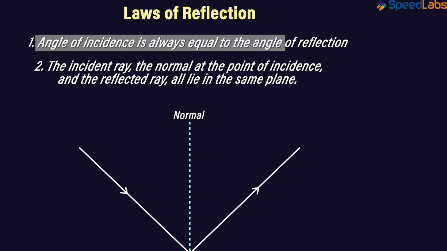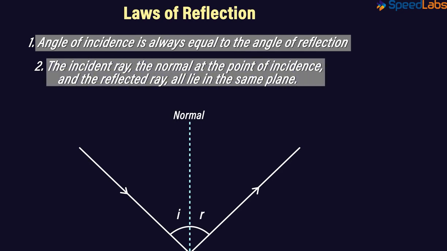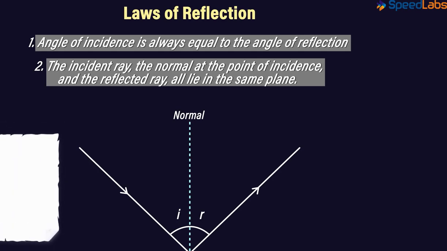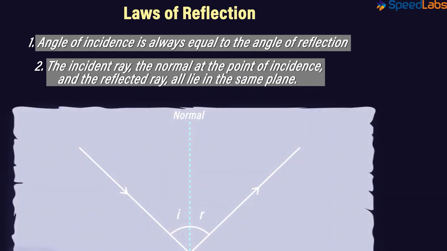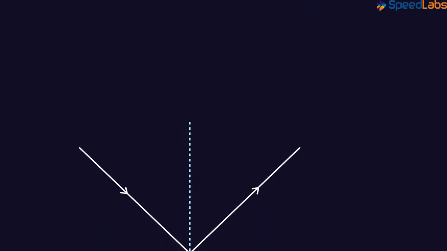So the first law tells us that angle of incidence I is equal to the angle of reflection R. The second law tells us that all three lie in the same plane. That is, if we draw this on a piece of paper, all three will lie on that piece of paper only. Now let's suppose that this plane surface is smooth.